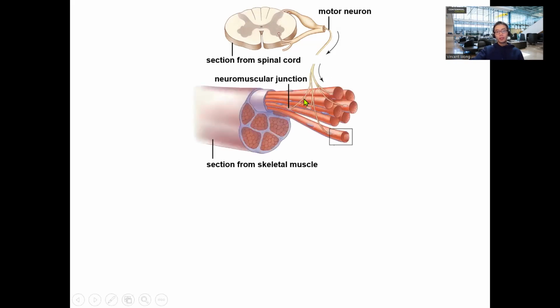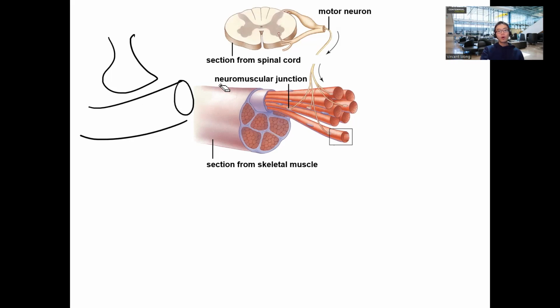The motor neuron will then send the signal all the way to the muscle fibers. The connection between the neuron ends and the muscle is called a neuromuscular junction. Remember, we learned about this a long time ago. When you have an axon terminal and a dendrite, it's called a neuronal synapse. Well, now it's no longer between a neuron and a neuron. It's between a neuron and a muscle fiber. So this connection is called the neuromuscular junction.